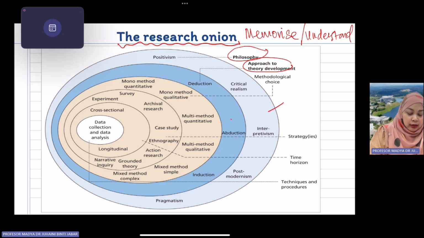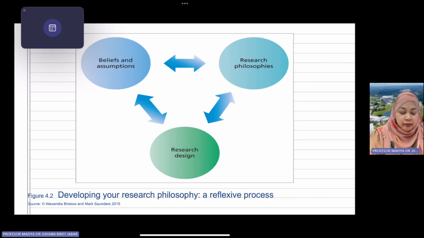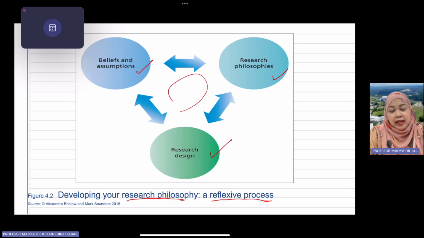Okay, so let's have a look at first developing your research philosophy. When we say it is a reflexive approach, it is something to do with three things: your beliefs and assumptions, your research philosophies, and also your research design. If you can see here, it is like a cycle.